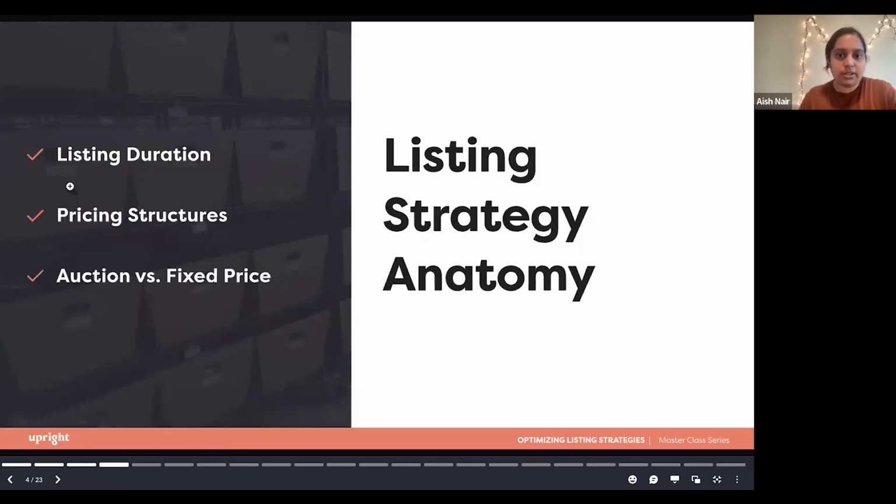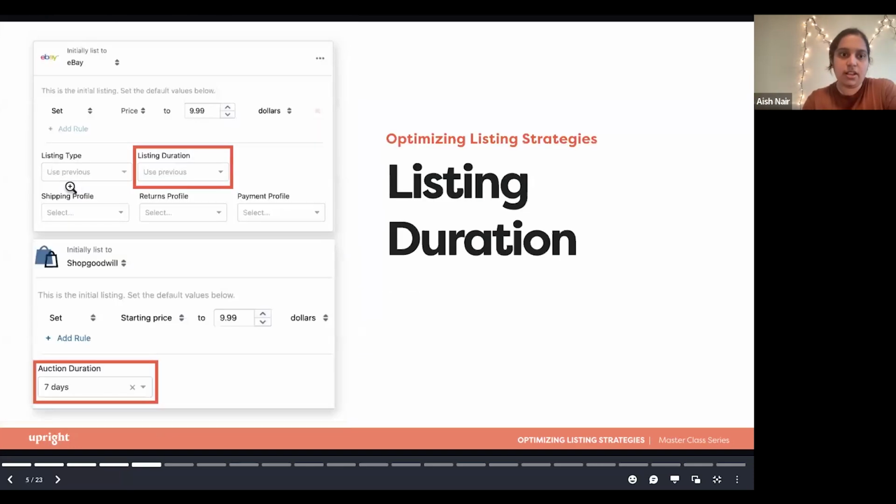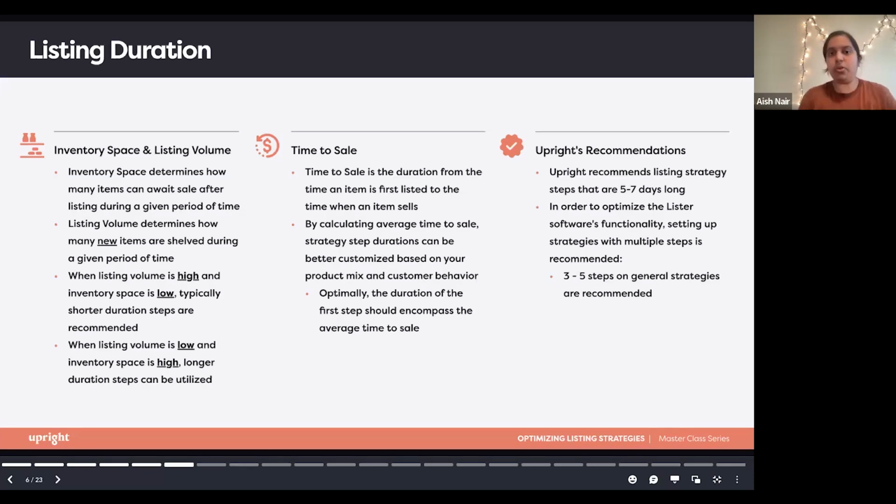All right, so listing strategy anatomy. We've got duration, price structures, and then the type of listing strategy. Are we doing auction or are we doing fixed price? And we'll talk about each of those, starting with duration. So there's a couple key components when we're thinking about listing duration. Inventory space and listing volume is going to be a huge part of that. So how much space do you have is going to really determine how long you can keep those items online.